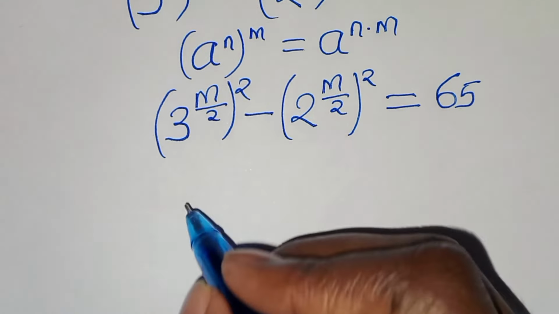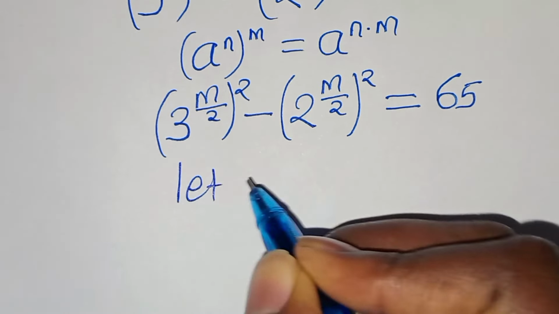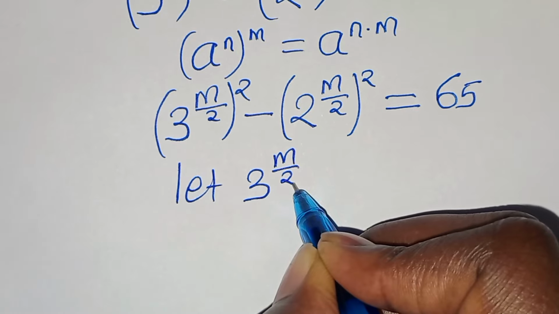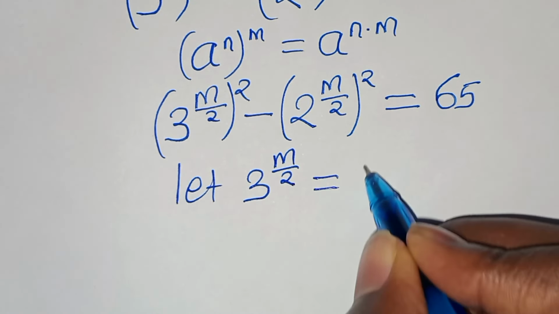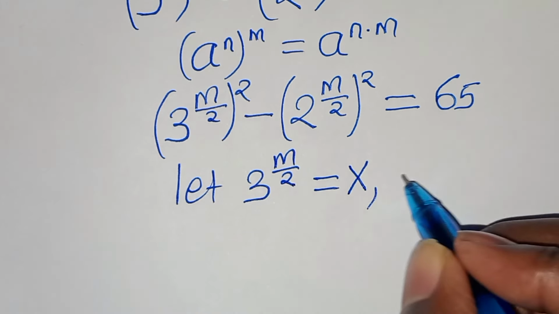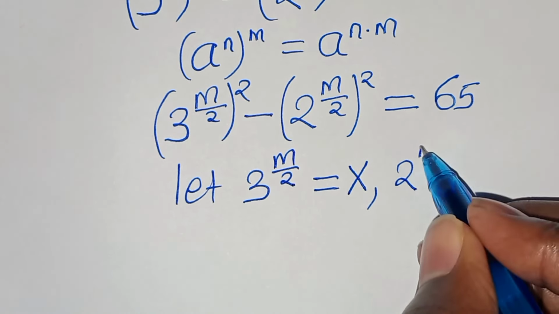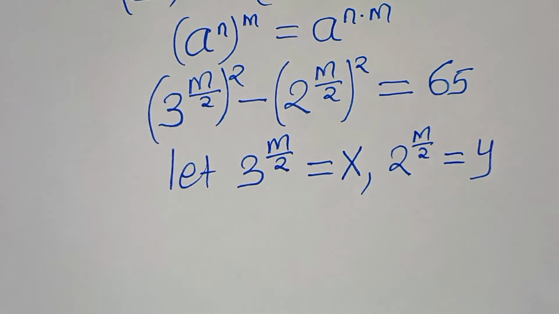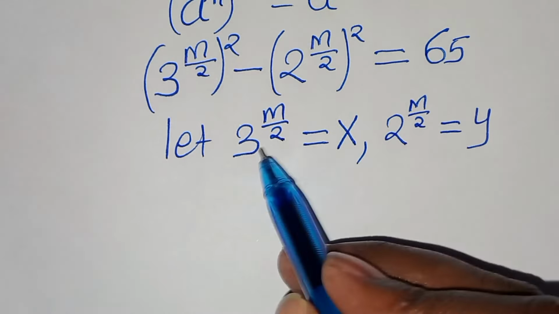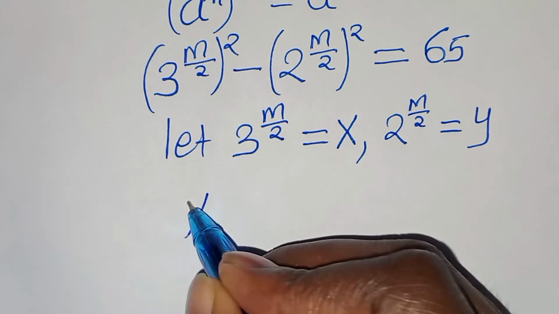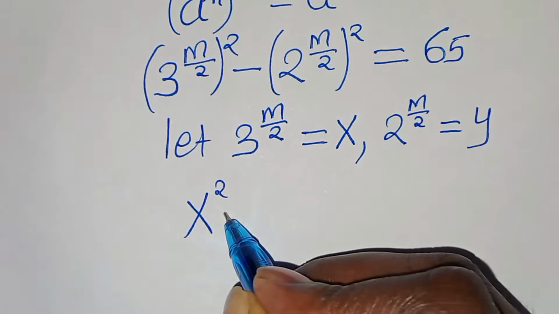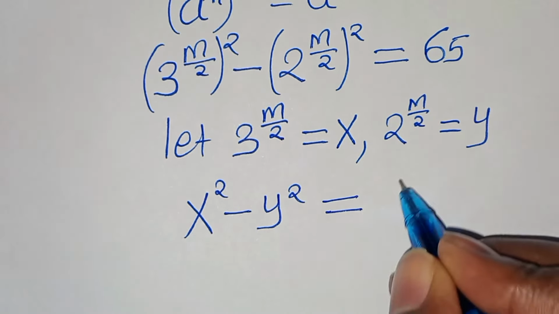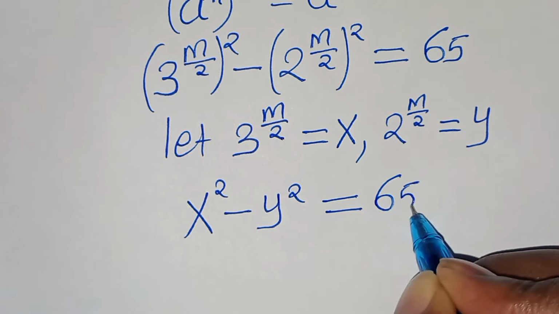The next step is that from here we can let 3 to the power of m over 2 be equal to x, and we can let 2 to the power of m over 2 be equal to y. Substituting this, we have x squared minus y squared equal to 65.